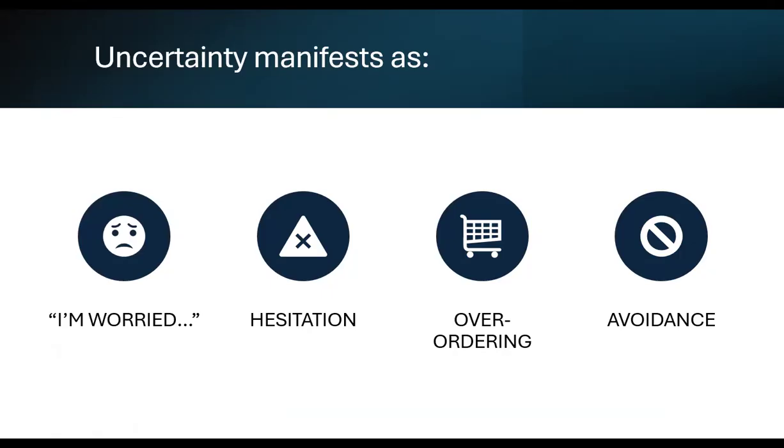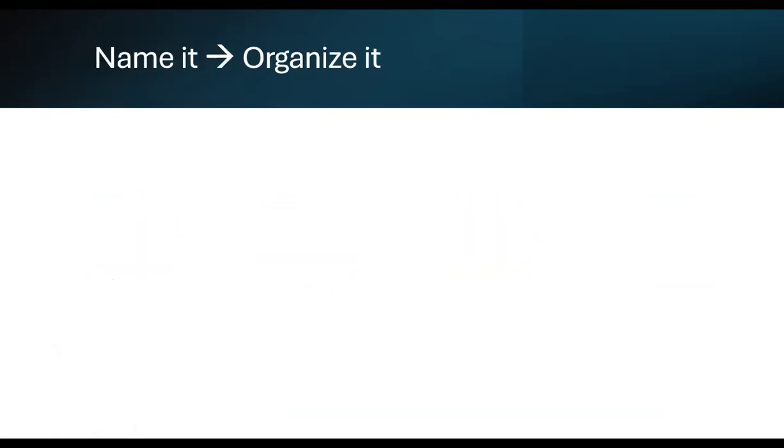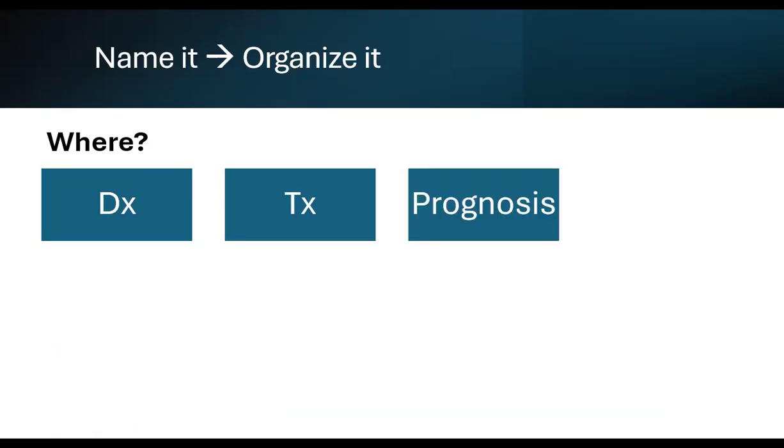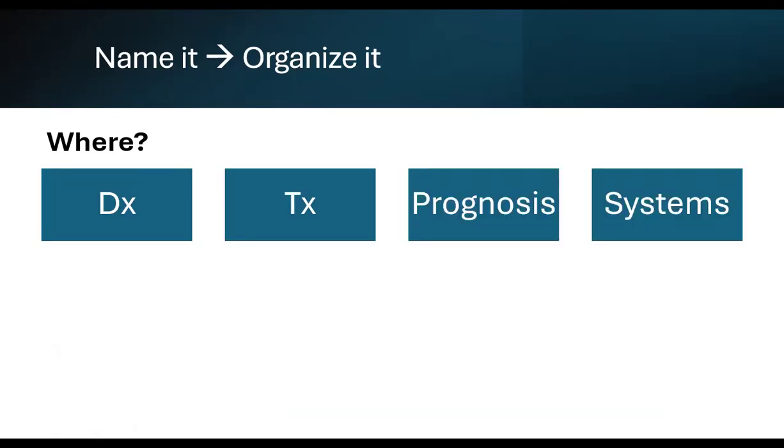Now, experienced clinicians recognize uncertainty through various cues and work through it deliberately. So it's our job to help them navigate uncertainty, as opposed to simply labeling a trainee as good or bad with uncertainty. So the first step is to name it and organize it. Where does the uncertainty stem from? Does it stem from diagnostic uncertainty, something about the treatment, prognostic uncertainty, or perhaps a systems or logistical level issue?